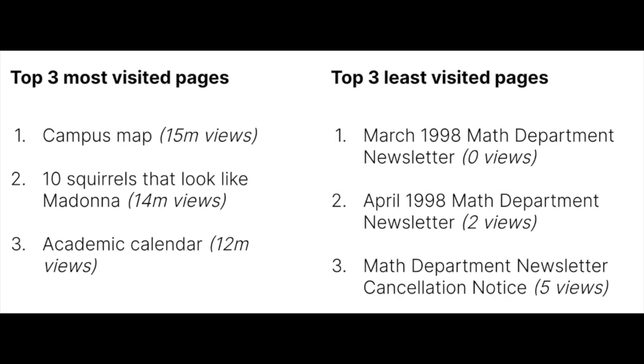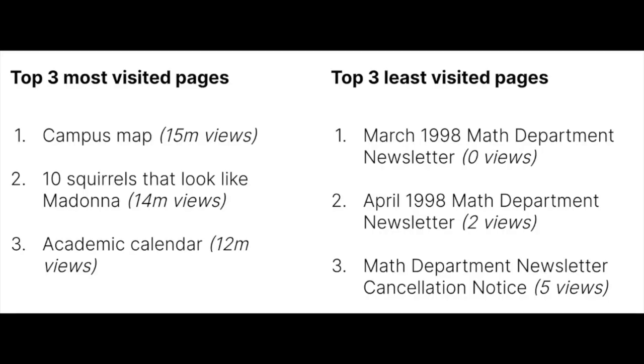With Gatsby, you could choose to use SSG to build those most visited pages up front, so they're super fast for all the visitors, and then leverage DSG to only build the less visited ones when a user accesses that page at runtime. In this example, the web developer would probably choose to have the campus map be built up front since it's trafficked so much, whereas the March 1998 Math Department newsletter is probably a good candidate to be deferred.